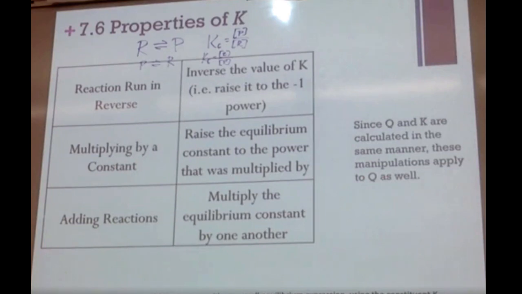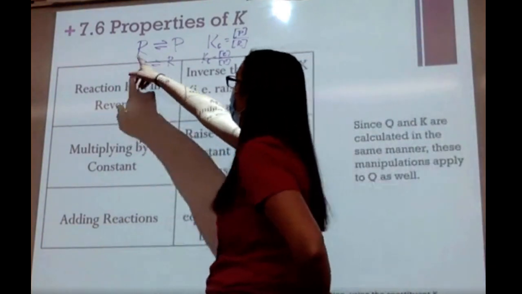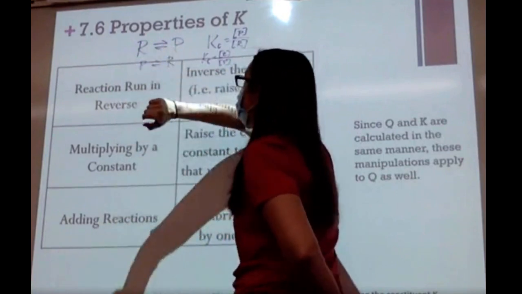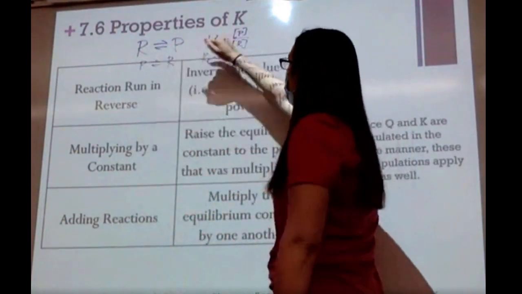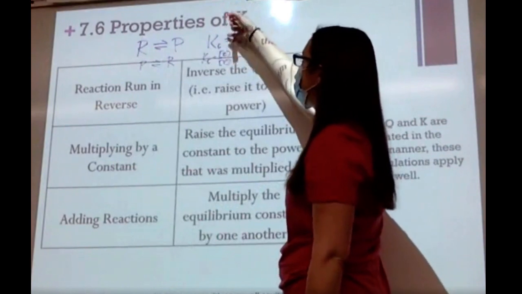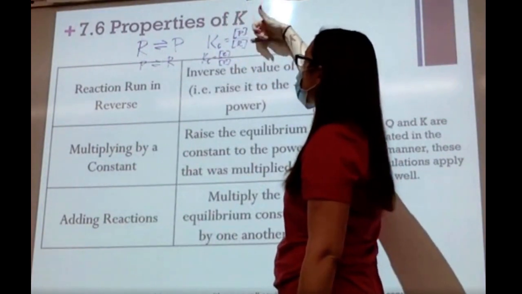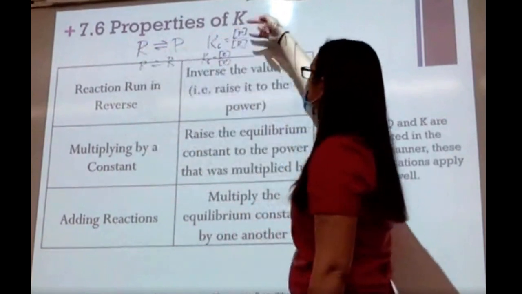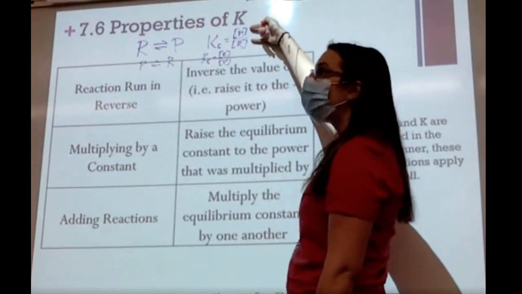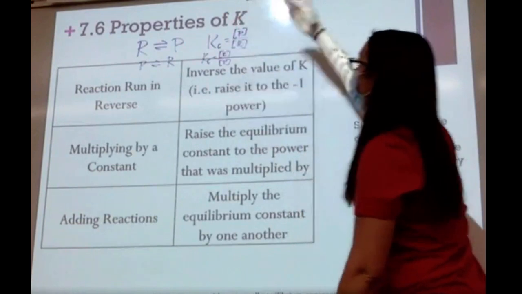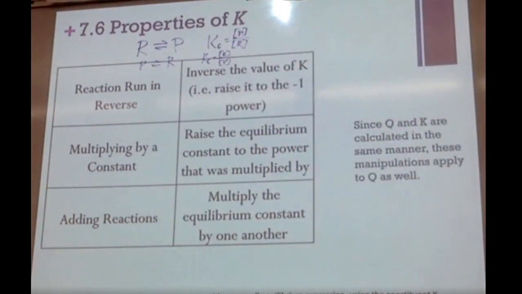If we multiply by a constant, so if I multiply this by 2, now it's 2R and 2P. Well, remember, we don't put the coefficients out front in a K expression. They become exponents. So if I multiply this reaction by 2, I'm adding squared to both of these. So I'm squaring K. So if you multiply a reaction by a constant, you're going to raise the equilibrium constant to that power.